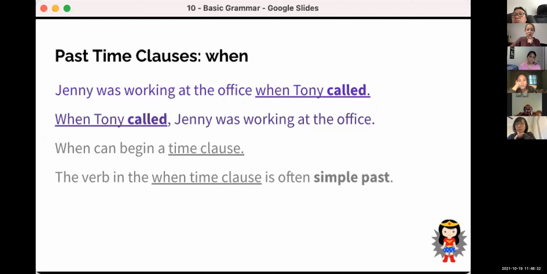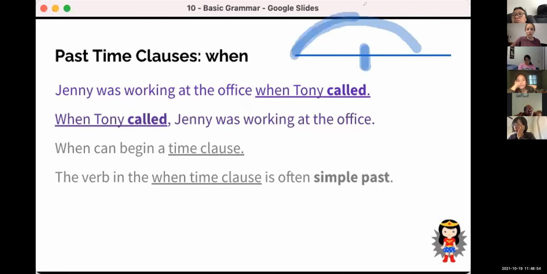All right. So when Tony called, Jenny was working at the office. These sentences express the same kind of situation that we saw before. So we can see Jenny was working, Tony called. When Tony called, Jenny was working. In this case, we use when with the simple past in the when time clause. And we see the past progressive in the main clause of the sentence.